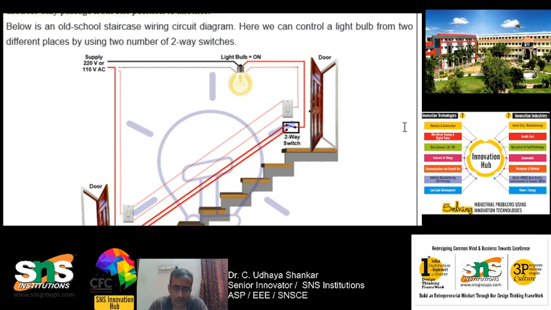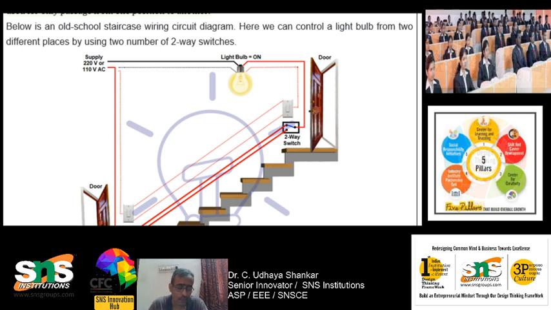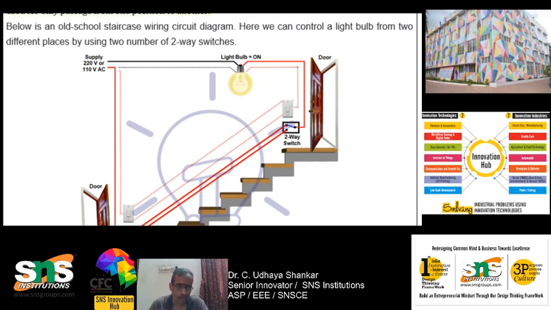For example, a person upstairs has to switch on the bulb; he can use this switch. If a person is coming from downstairs to upstairs, he has to switch on from here. This type of wiring, where a single bulb is controlled by two different switches in two different locations, is called staircase wiring. Hope you are clear with the objective and what we have to do.